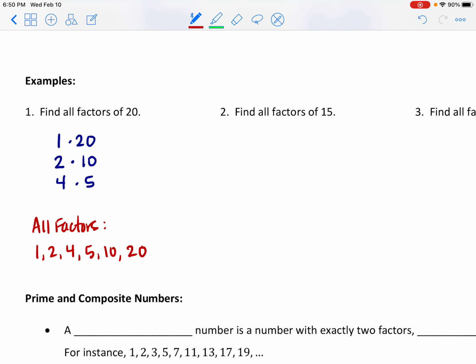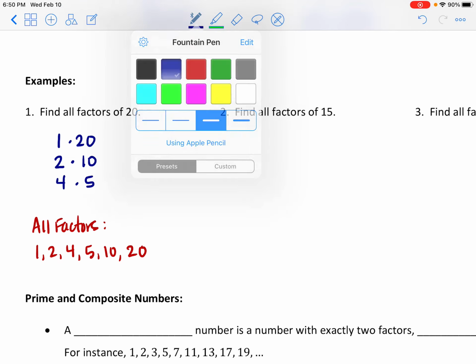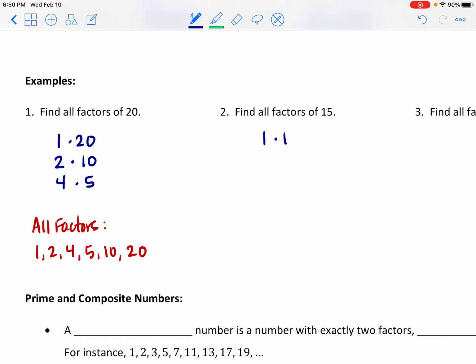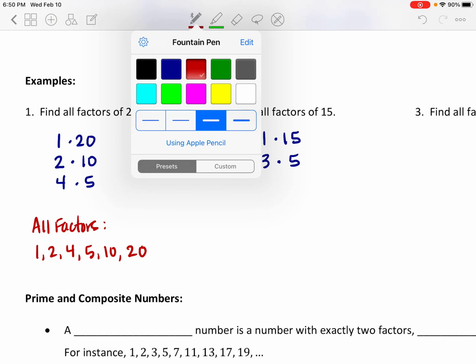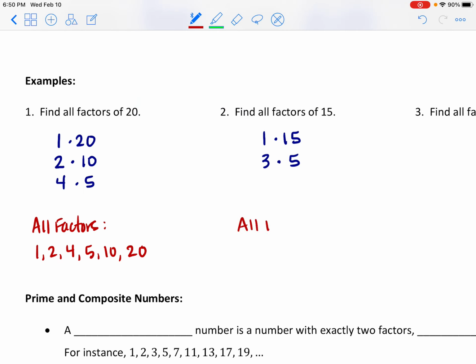Okay? And then let's try that again for 15. 15 doesn't have as many options, so that's kind of nice. Obviously, 1 is going to divide in 15 times. 2 does not divide into 15, but 3 does 5 times. 4 does not go in, and then 5 goes in, but that's going to be repeating a pair that I already have on my list. So again, I can stop, which means those are going to be my only two-number factorizations, and those show me all of my factors. So I could say all of my factors include the numbers 1, 3, 5, and 15.